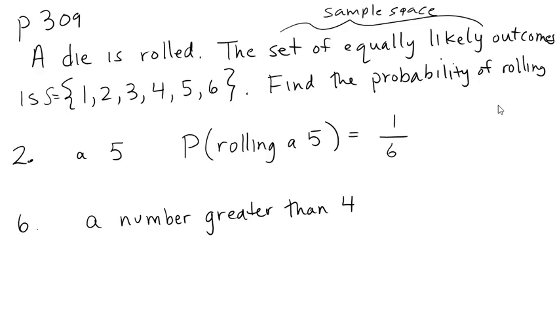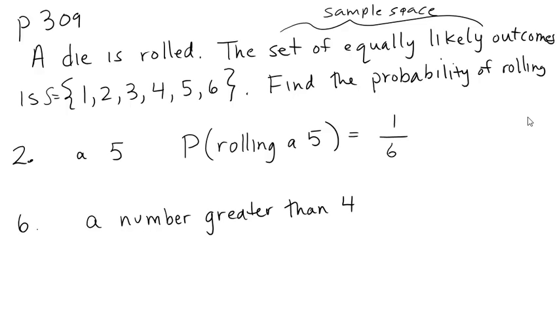So what exactly does this answer mean? It's basically a long-term expectation. It tells you that if you were to roll this die many, many times, the fraction of the time that it would come up with a 5 is 1 out of every 6 rolls. That's one way to interpret this.